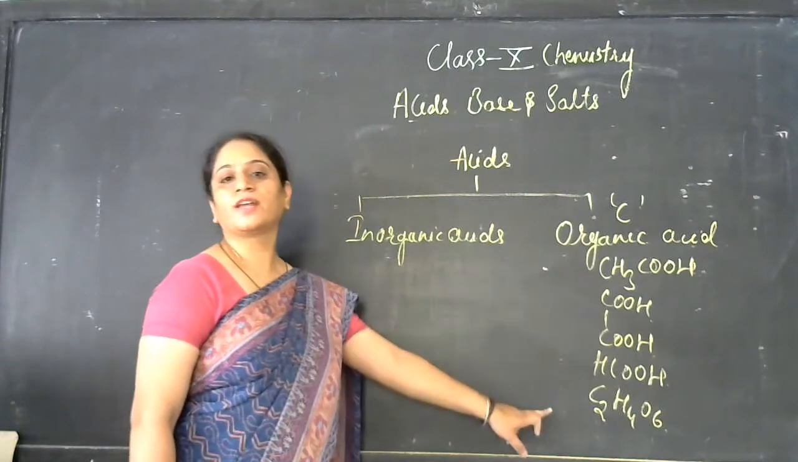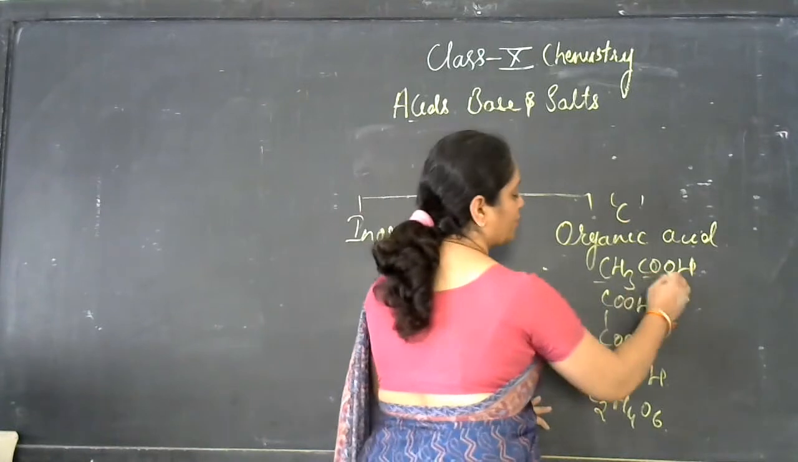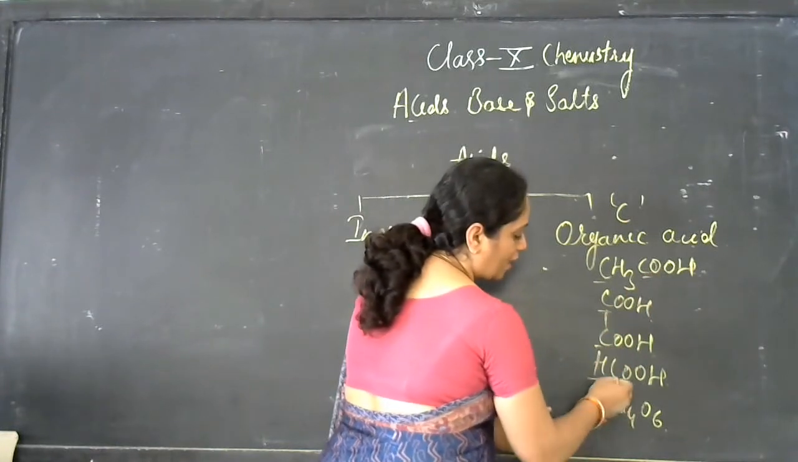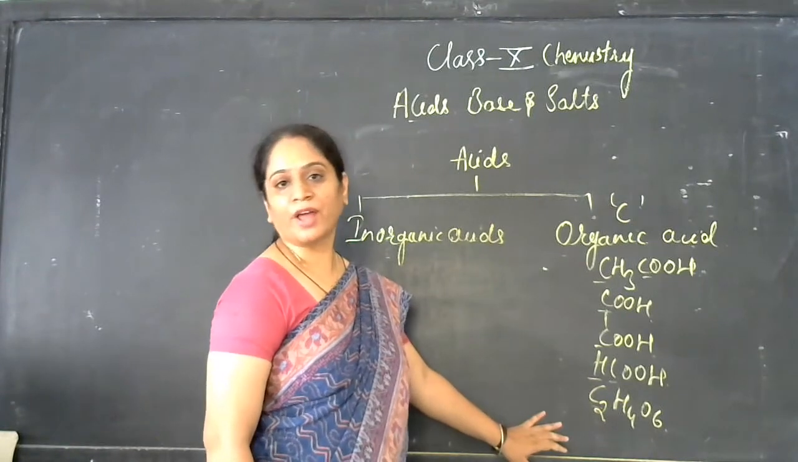These are generally the organic acids, because they have carbon atoms present. See, all of them have carbon atoms. So we can say these come under the category of organic acids.